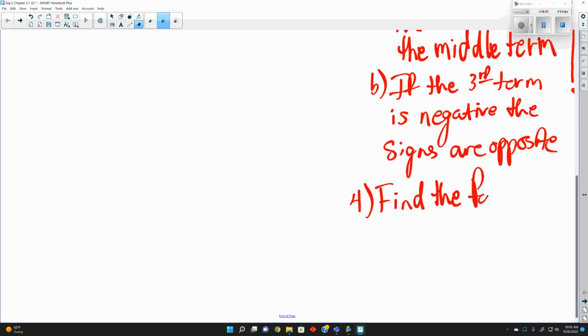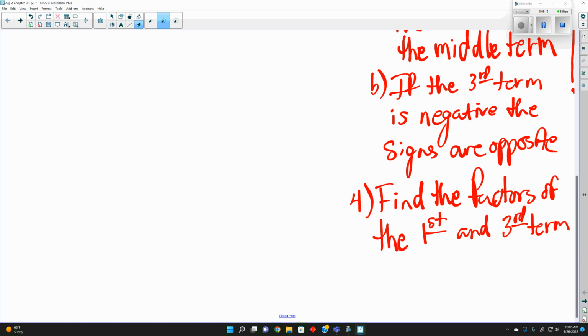Now step 4, find the factors of the first and third term. And last but not least, we check. Step number 5 is going to be check to make sure we have it set up correctly.